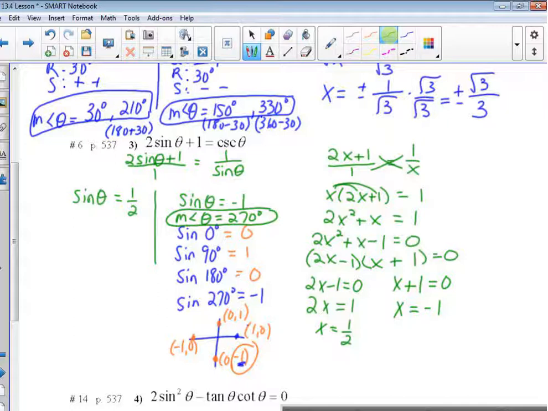So that's my answer for that part. And the other one, we did a previous one. I'm pretty sure the measure of angle theta is 30 and 150. Okay.